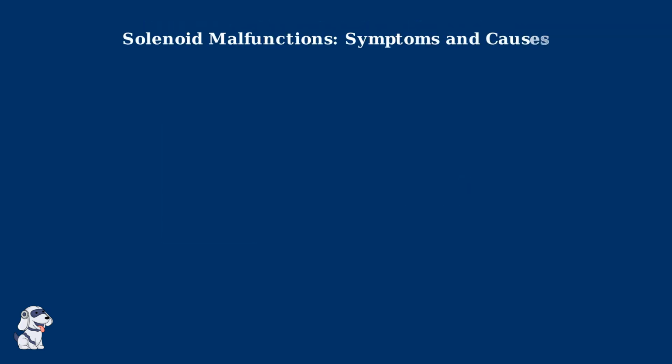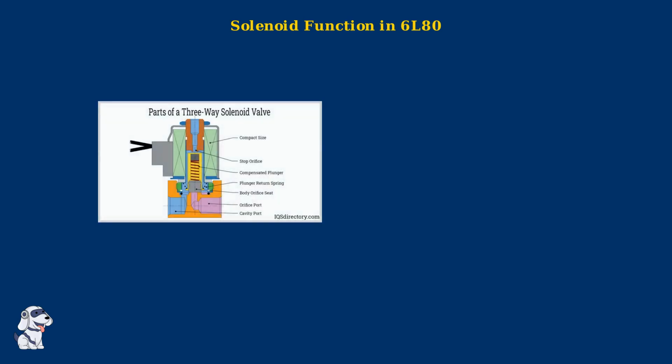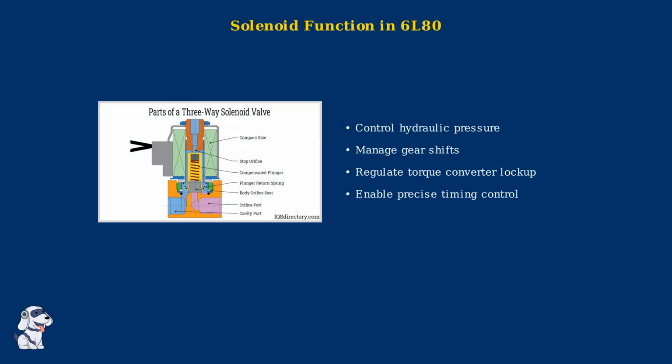Solenoid malfunctions are among the most common failures in the 6L80 transmission system. Understanding their symptoms and causes is crucial for proper diagnosis and repair. Solenoids in the 6L80 transmission are electromagnetic valves that control hydraulic pressure throughout the system. They manage gear shifts, regulate torque converter lockup, and provide precise timing control for optimal transmission operation.